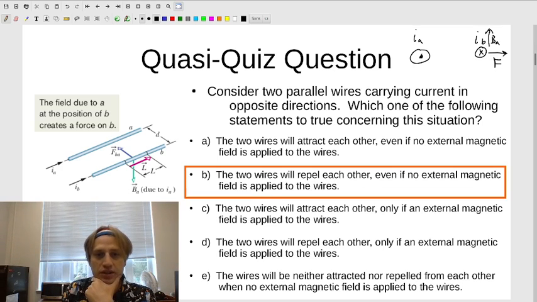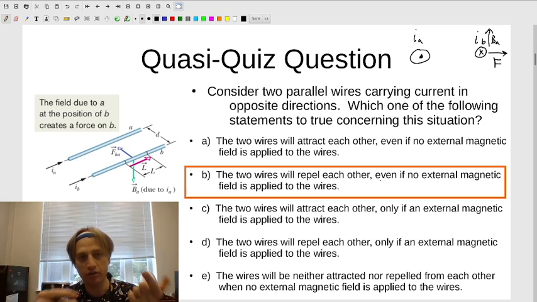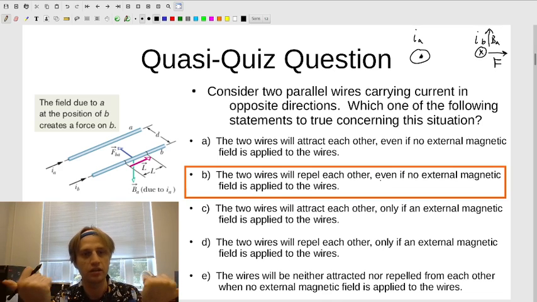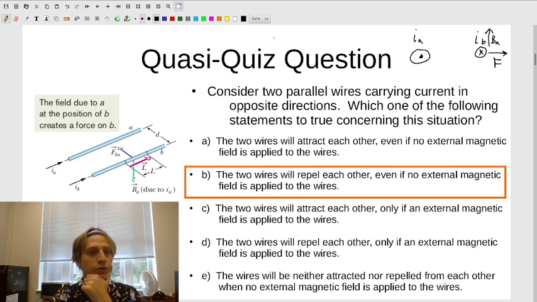So in this case, the two wires will repel each other even if no external magnetic field is applied to the wires. The wires themselves are creating the magnetic fields that act on each other. And that causes a Newton's third law type of equal and opposite forces of one wire on the other.